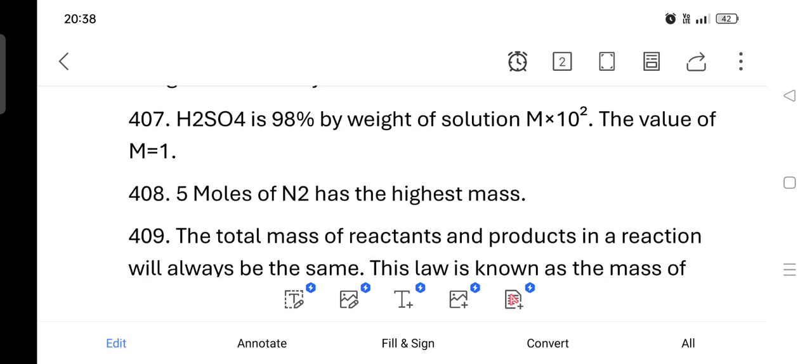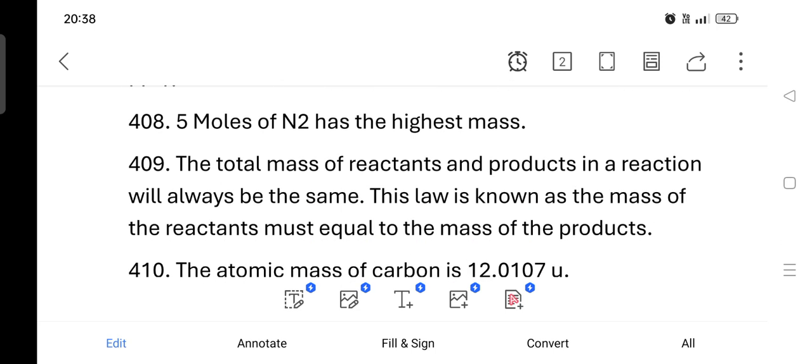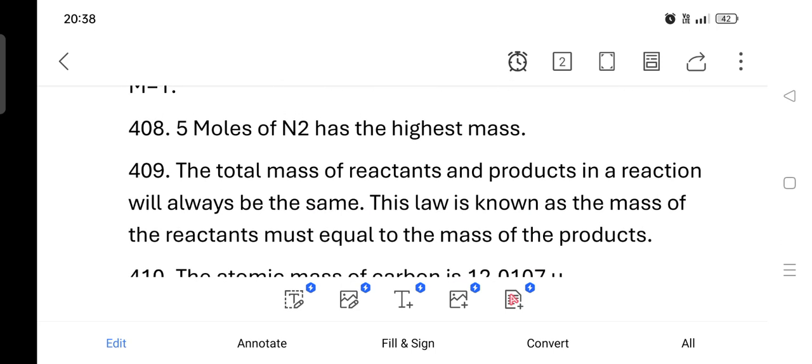H2SO4 is 98% by weight of a solution. M × 10^2, the volume; the value of M is equal to 1.5 moles of N2 has the highest mass.